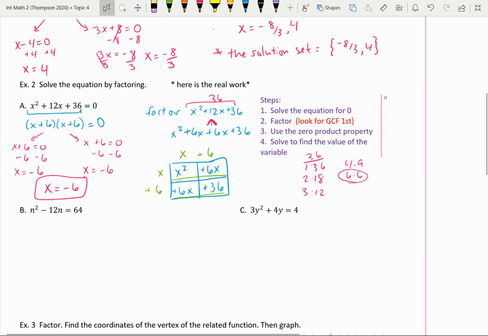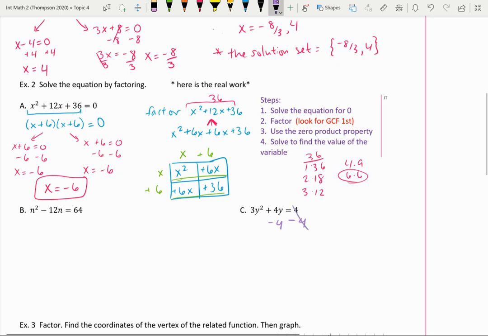Problem C. If I look back at my steps, solve the equation for 0. I have 3x squared plus 4x equals 4. I don't have equals 0. So I need to rearrange problem C so that I do have equals 0. The easiest way to do this, and there's more than one right way, is I'm going to move the 4 because I want this to equal 0, so I'm going to subtract it from one side and subtract it from the other.